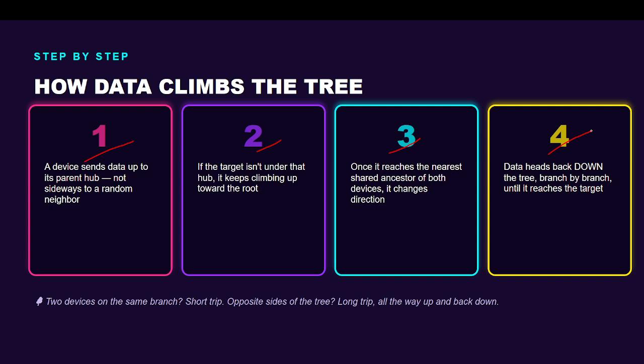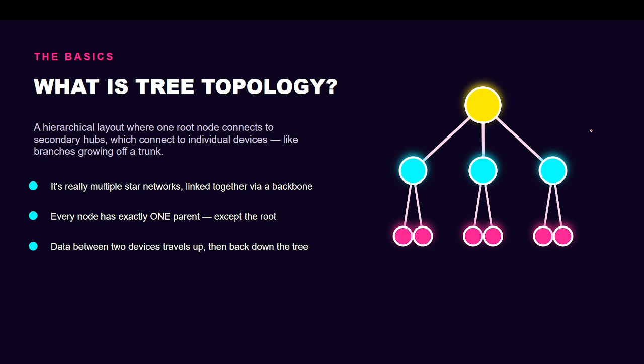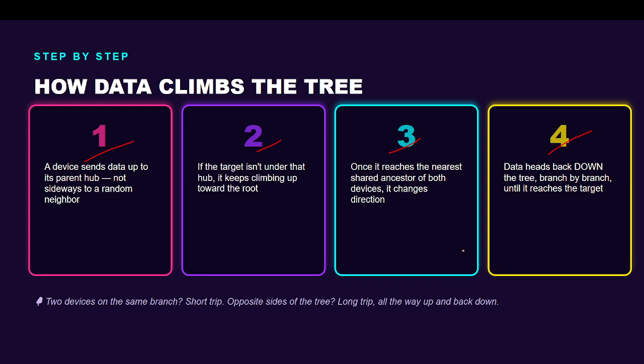Same branch, fast. Opposite sides of the tree, that's the longest way round, all the way up, all the way back down. So if this particular device wants to send data to this one, then first data will go here, then here, then here, then here. So first all the way up, then all the way down. This is how data will climb the tree.